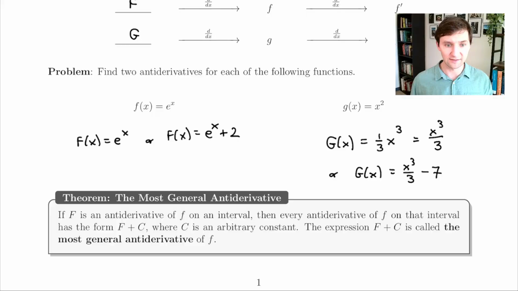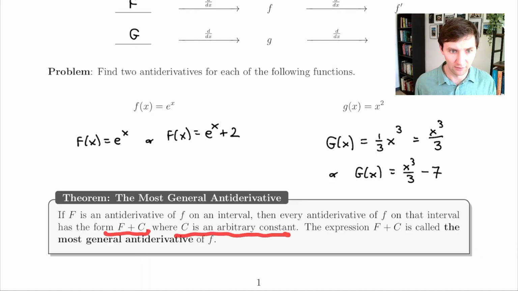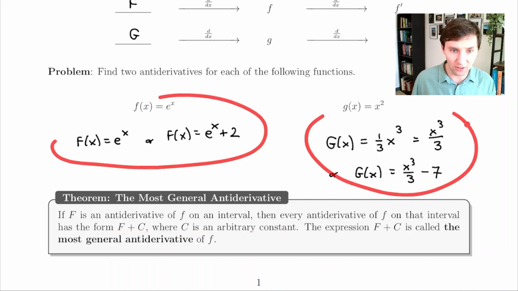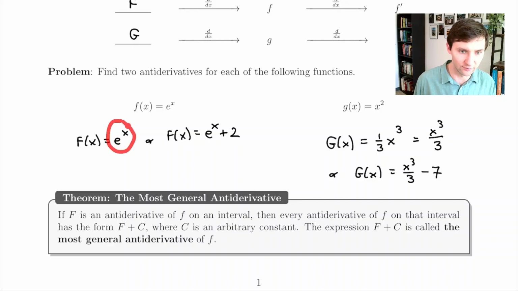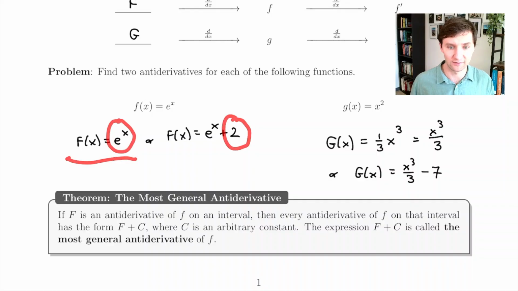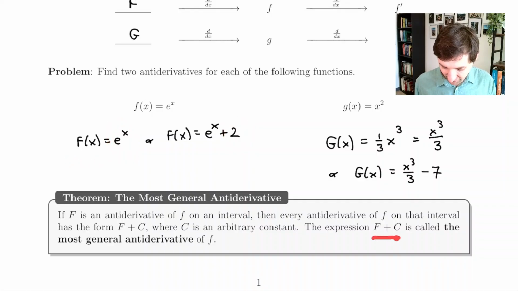This is a theorem that says that if you have one antiderivative of a function f on an interval, then every other antiderivative of the same function on the same interval has the form f plus c, where c is an arbitrary constant. Note that this is exactly what happened here. I had one antiderivative, and any other antiderivative is of the form this antiderivative plus any constant. This expression f plus c is called the most general antiderivative of f.